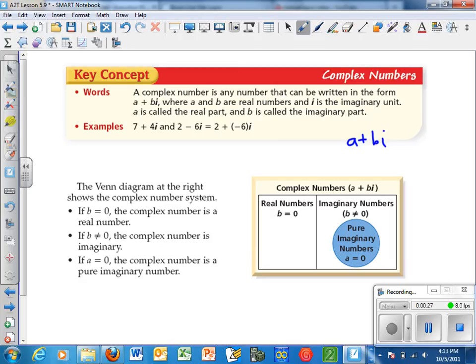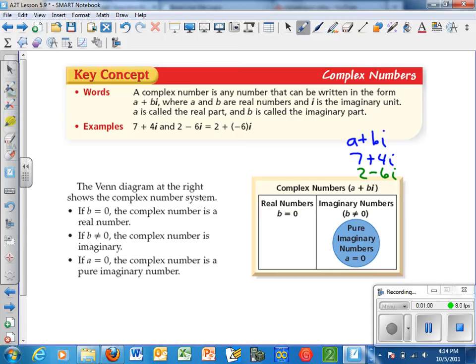A is called the real part. In other words, this is the real part because it doesn't have the i on it, and b is the imaginary part. So for instance, 7 plus 4i is the example they give. 7 is the real part, or the non-i term. 4i, or 4, is the imaginary part. Or they give 2 minus 6i, so 2 is the real part. Negative 6 is the imaginary part, or negative 6i is the imaginary part. So the term that has i on it is the imaginary part, the other part's the real part.